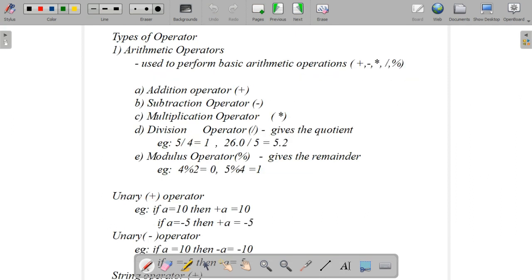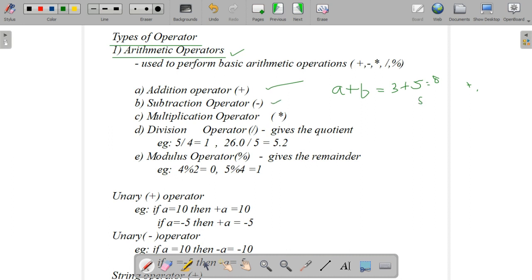The next term is, what are the different types of operators? The first one is the arithmetic operators, which are used to perform basic arithmetic operations like plus, minus, multiplication, division, and modulus. These basic arithmetic operations come under arithmetic operators. So the first one is the addition operator. All of you know, if we write a plus b or 3 plus 5, you know what the answer is. Consider a is 3 and b is 5. 3 plus 5 equals, yes, 8.